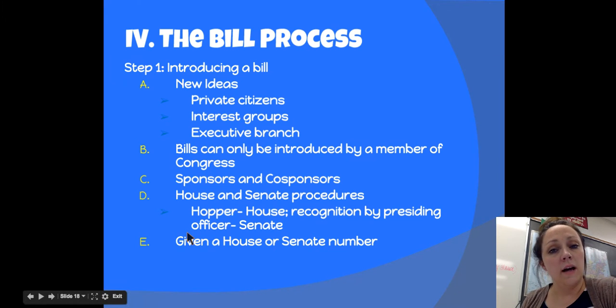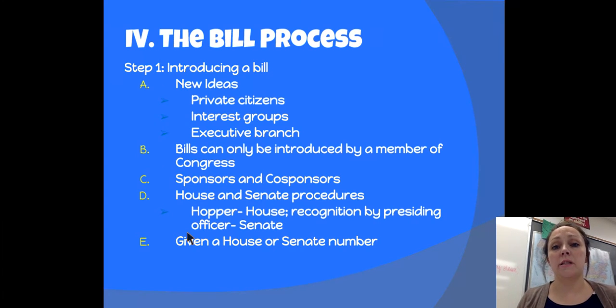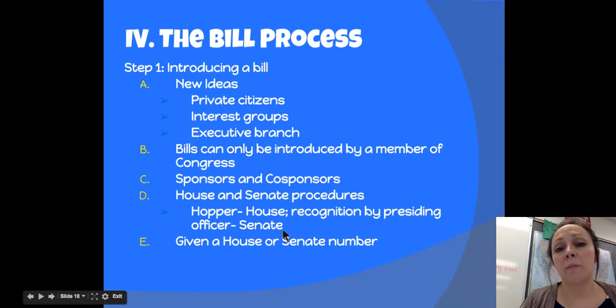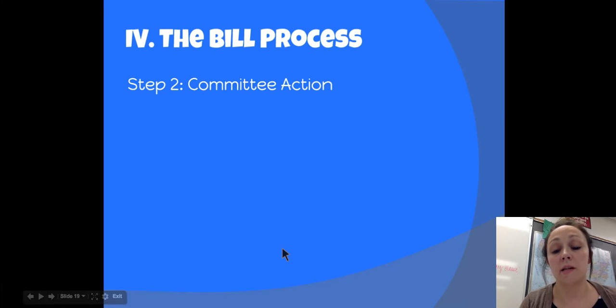The leader of the House then recognizes the bill and distributes it to committees. In the Senate, a person can present a bill just by being recognized by the presiding officer. And then they're given a House and a Senate number, and then they get really into the meat of the process. The bills will spend most of their time in committees.